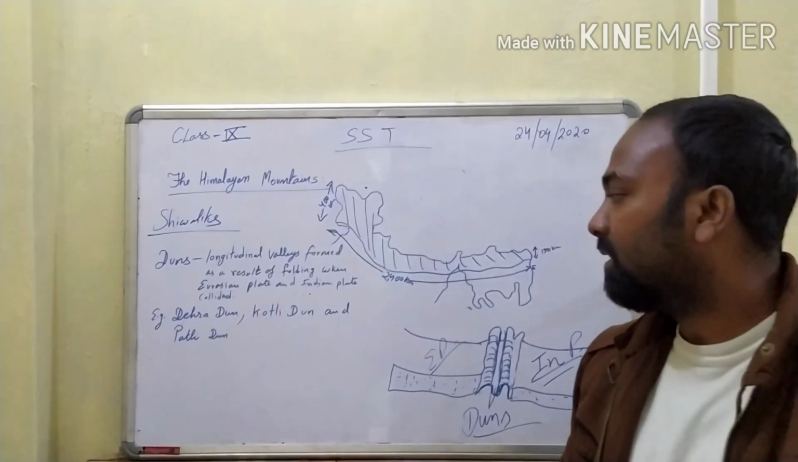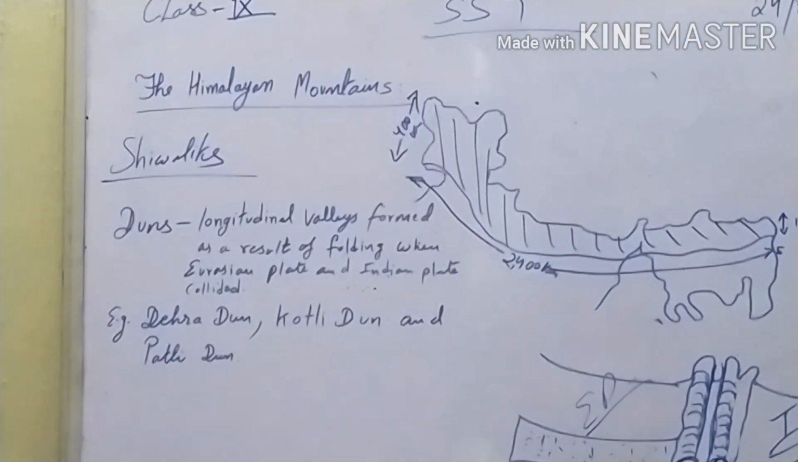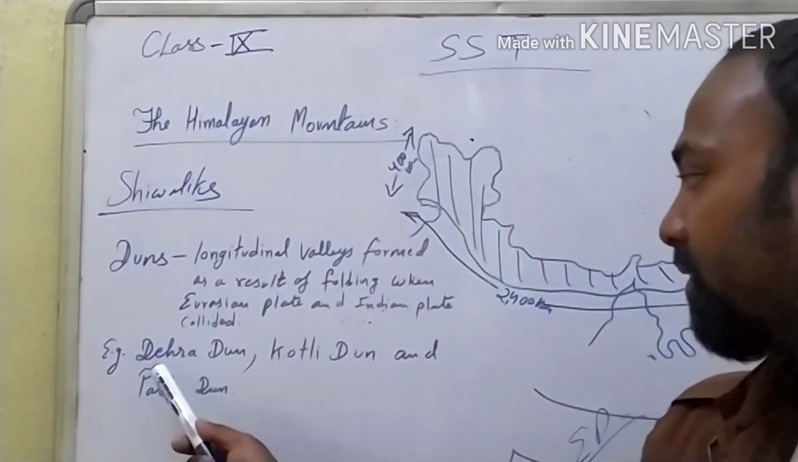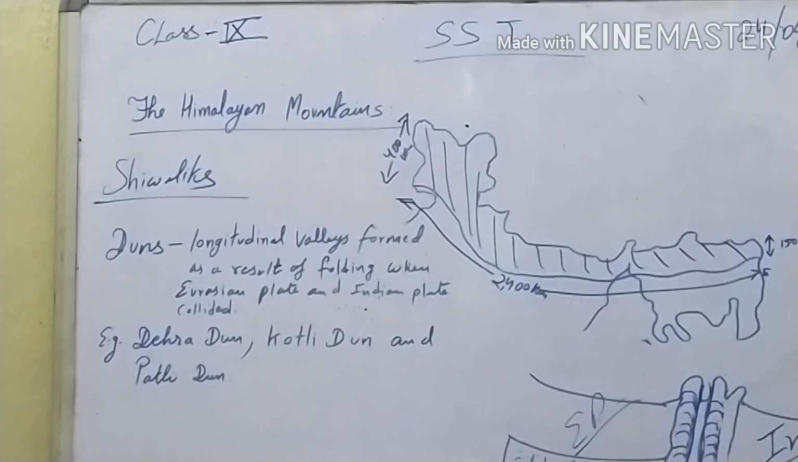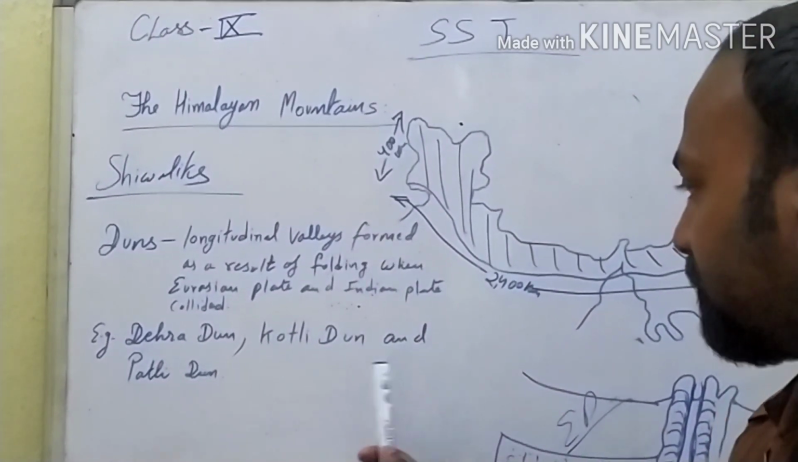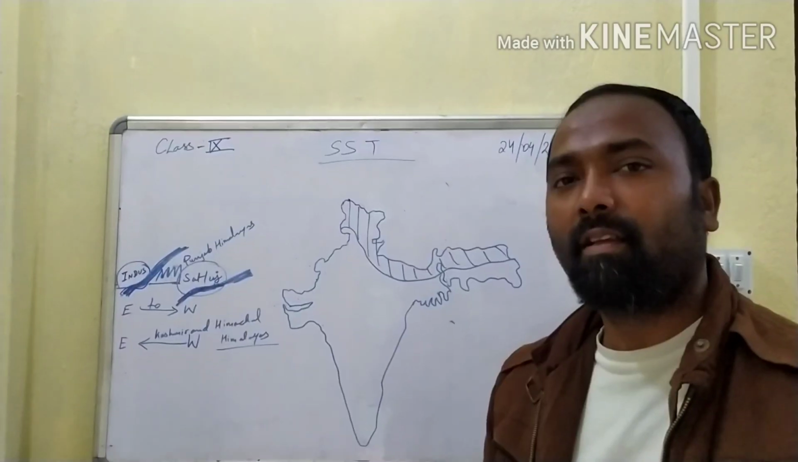Now let us quickly see some of the dunes which are found in India. I hope everyone has heard about Dehradun. Everyone has heard this name. And the next ones are Kotli Dun and Patli Dun.